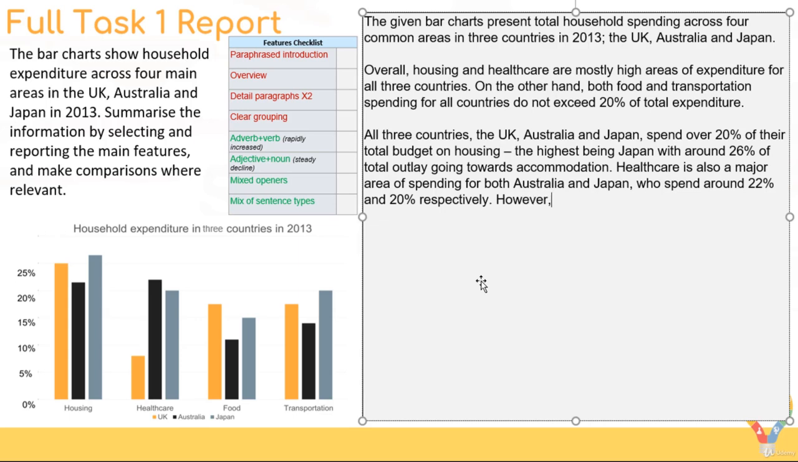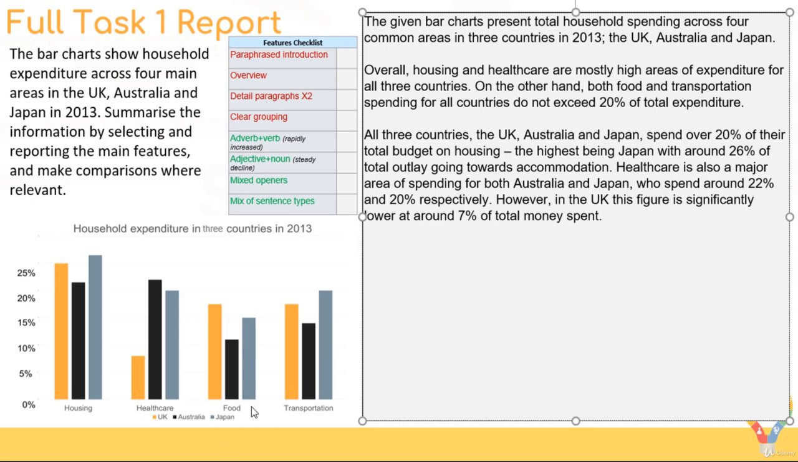However, in the UK, this figure is significantly lower at around 7% of total money spent. Okay. So that brings us to the end of our first detailed paragraph. I've got lots of figures and detail in here. It's now time to move on to food and transportation.